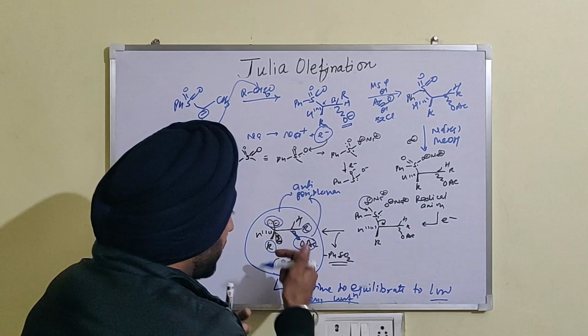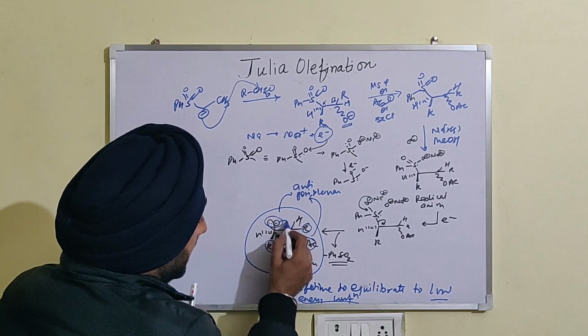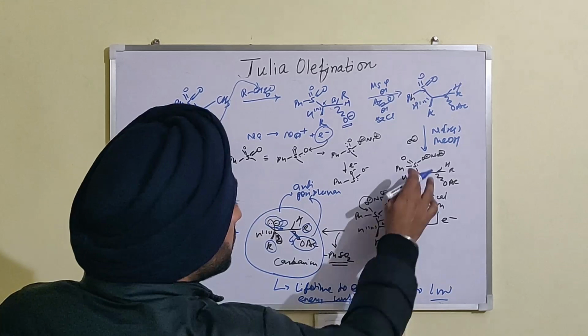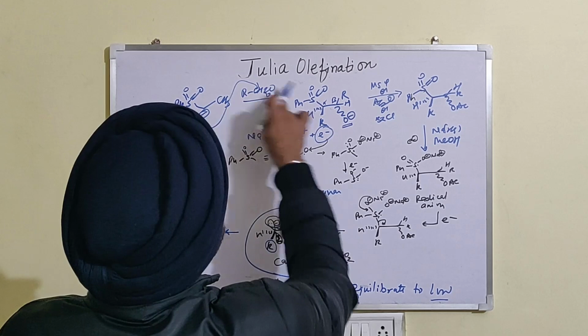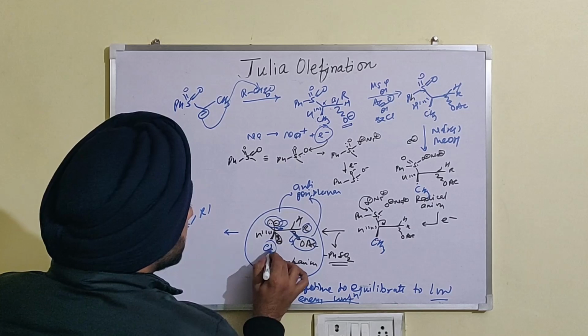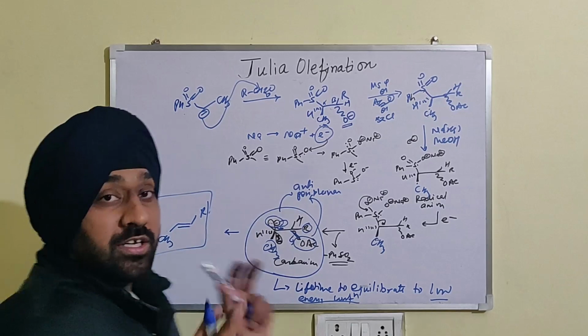So जैसे ही ये होता है, क्या होता है, negative charge आपका यहां आता है और OAc leave कर जाता है. So the alkene that you form is trans in nature. Okay, so this is how it forms. So this was methyl, I guess. So we have a methyl here. Okay, so this is how you end up forming the trans olefin in this case.